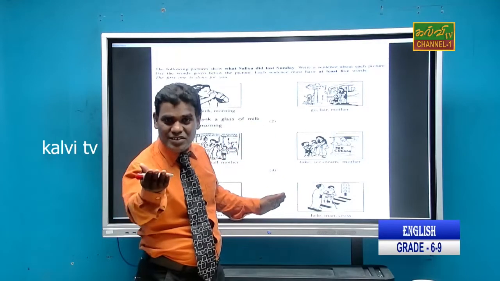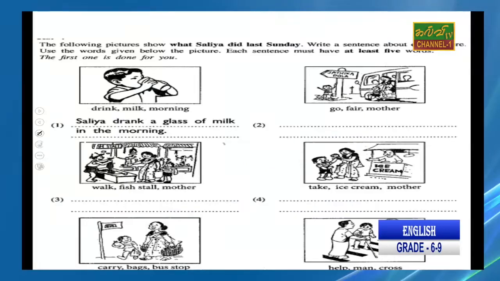The following pictures show what Salia did last Sunday. Write a sentence about each picture. Use the word given below the picture. Each sentence must have at least five words. The first one is done for you.